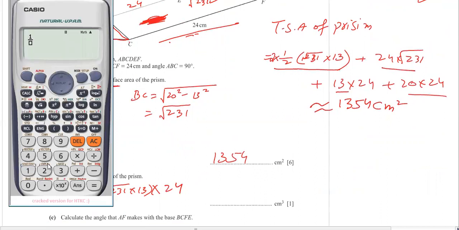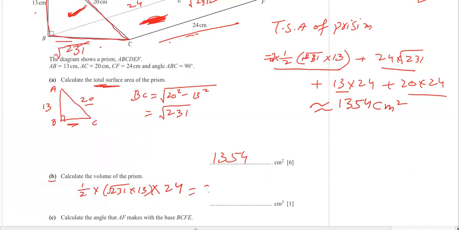1 over 2 multiply with the square root of 231 multiply by 13 multiply by 24. So it will be 2370.99, and if you round to the nearest whole number it will be 2371 centimeter cube approximately. Or you can round to 3 significant figures also, whole number or 3 significant figures. So it will give you that answer. It's an acceptable answer. No issue, even if you don't round to 3 significant figures.